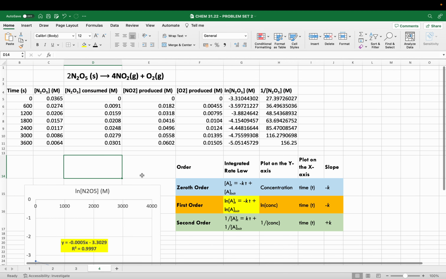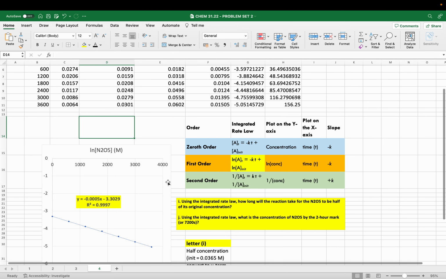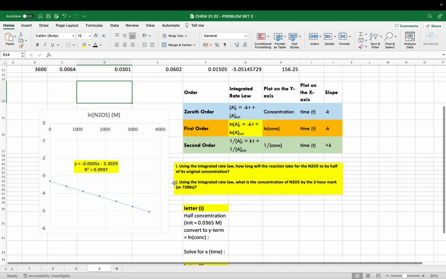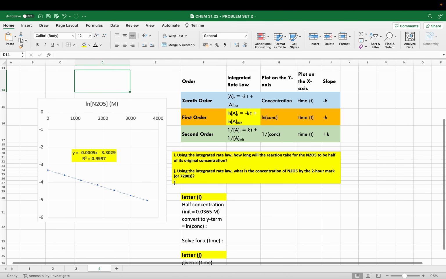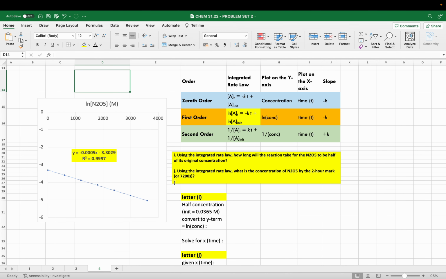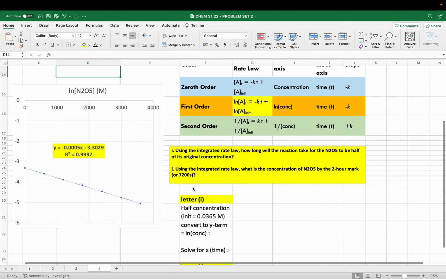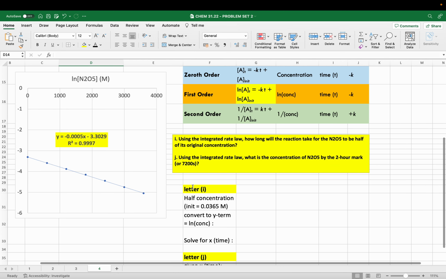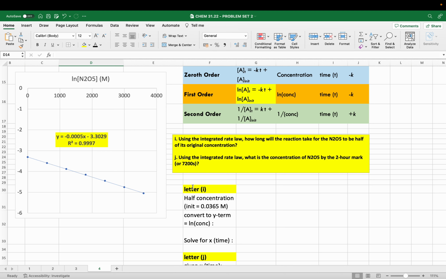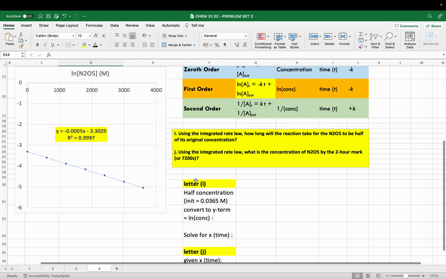Let's go on to the last items. Now that we have our integrated rate law, we can use this information to solve for concentrations at different times, or solve for how much time it will take to reach a certain concentration. In letter I, we're tasked to use the integrated rate law to find out how long the reaction will take for N2O5 to be half of its original concentration.